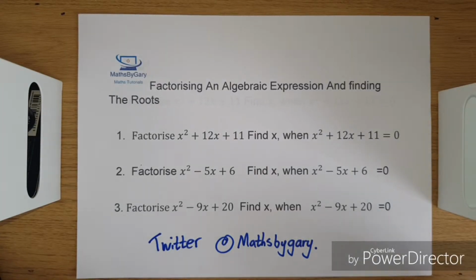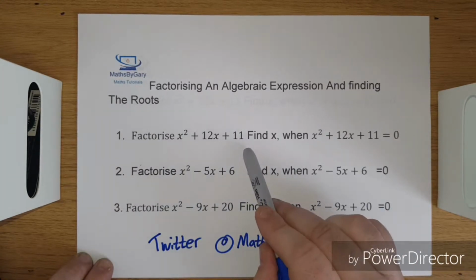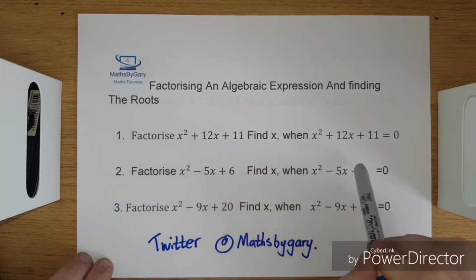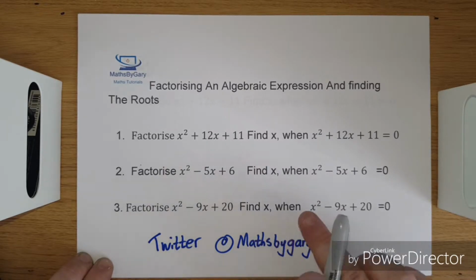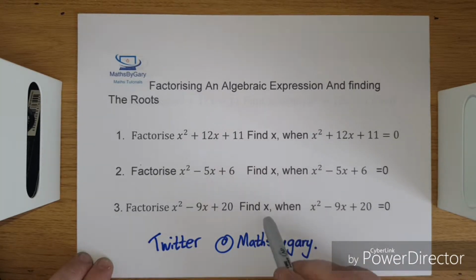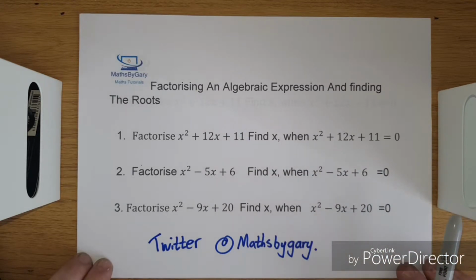Today we're going to take a look at factorising an algebraic expression and also finding the roots. So we're going to factorise three examples we have here, and then find the roots. What we mean by that is we're going to find x when x squared plus 12x plus 11 equals 0, and find x for x squared minus 5x plus 6 equals 0, and also find x for x squared minus 9x plus 20 equals 0, and we want to know for what value of x will these three be 0.